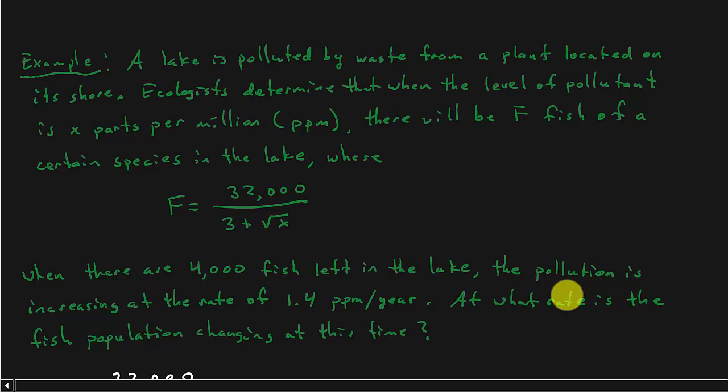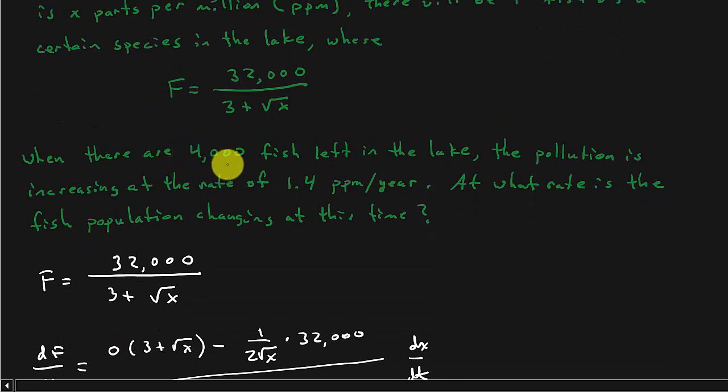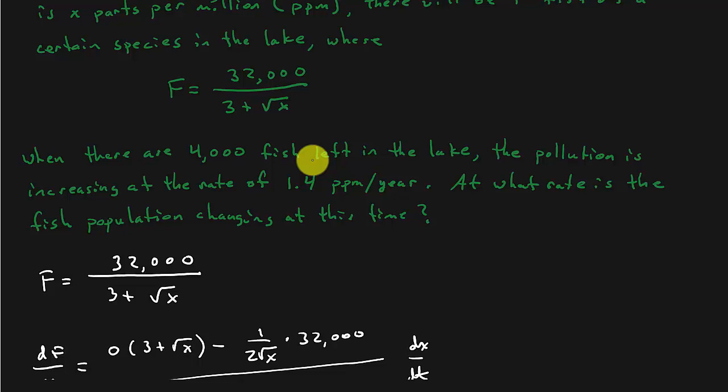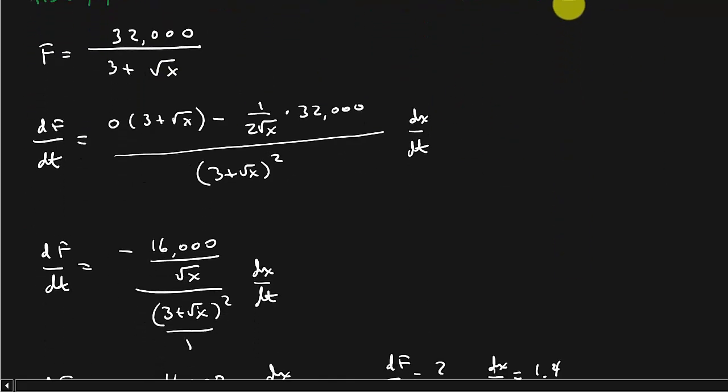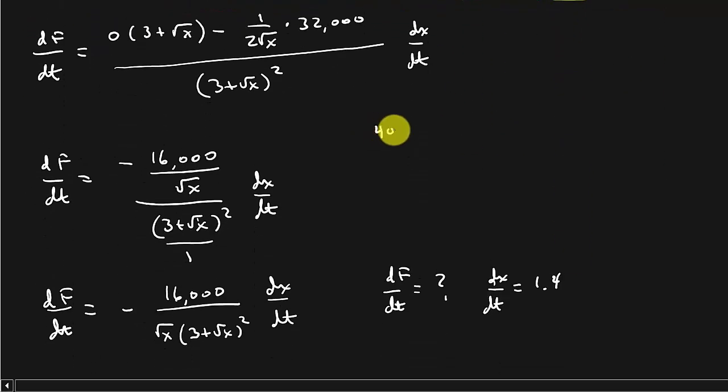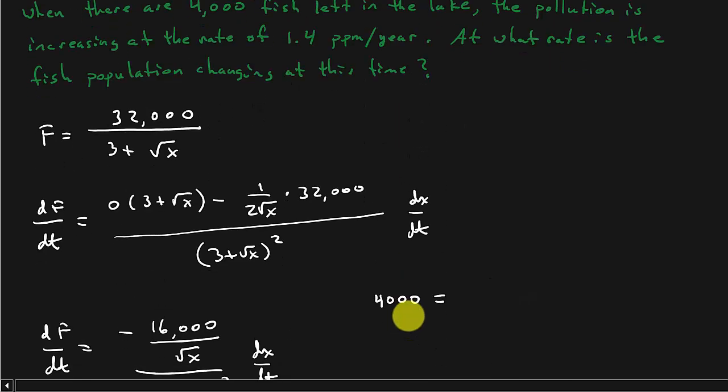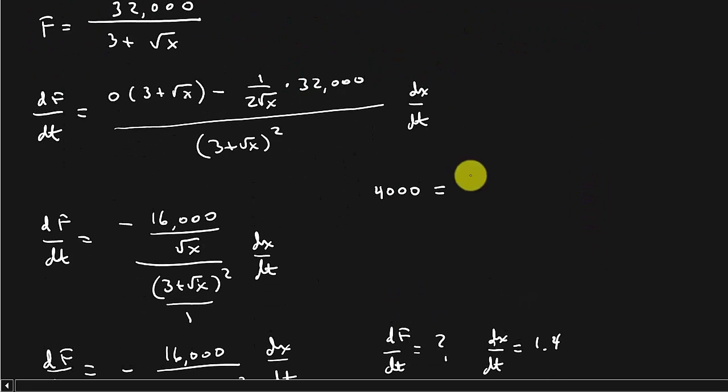A lake is polluted by waste from a plant located on its shore. A college determined that there will be F fish of a certain species in the lake, where F is equal to this. When there are 4,000 fish left in the lake, the pollution is increasing at that rate. So they're telling us when F is 4,000. So when F is 4,000, that's when we want to know what x is. So that's going to be 32,000 over 3 plus square root of x, right?